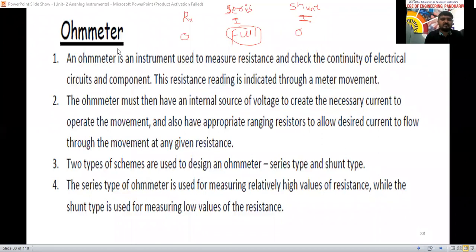One person is saying that if the unknown resistance is 0, then the series ohm meter is going to deflect fully. But for the shunt, another answer is also there, that is 0, and another says full. Out of these two, full and 0, which one is suitable here now?